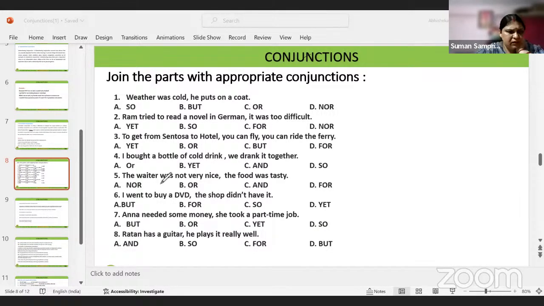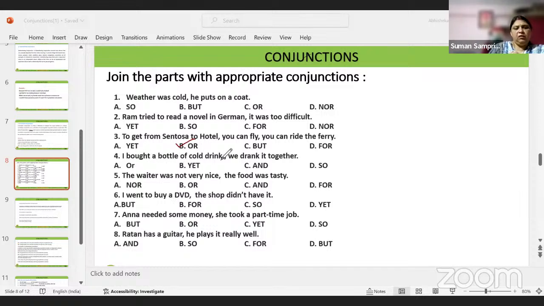Okay, yet. Question number 3. To get from Sentosa to the hotel, you can fly, you can ride the ferry. You are making a selection there. I can only find one answer there. Okay, Sangeeta, Sagarika, 1A. Anna has already answered the fourth one. Yes. So it is 4.